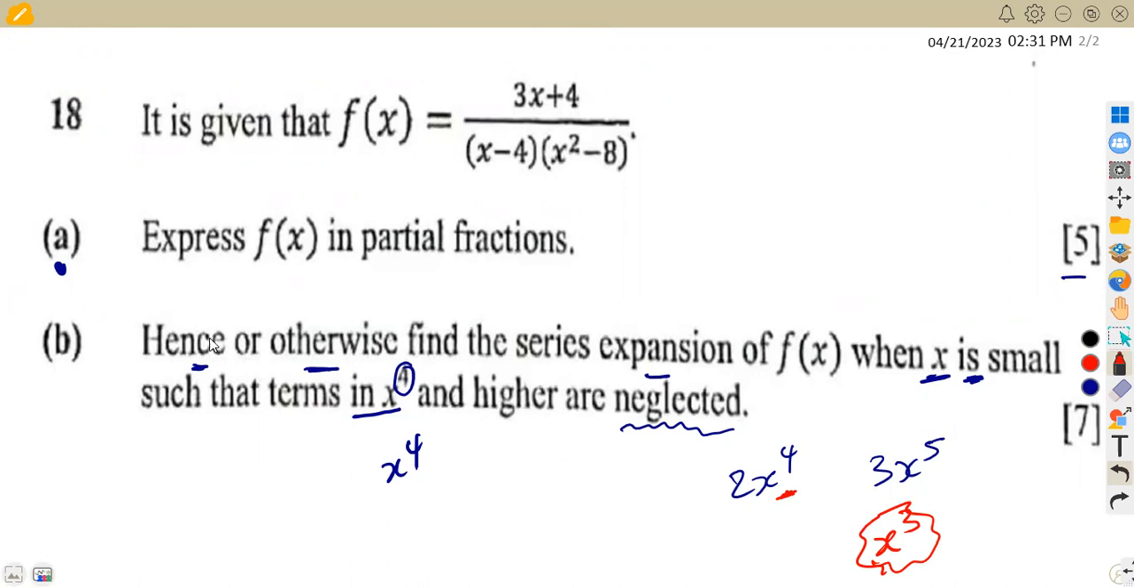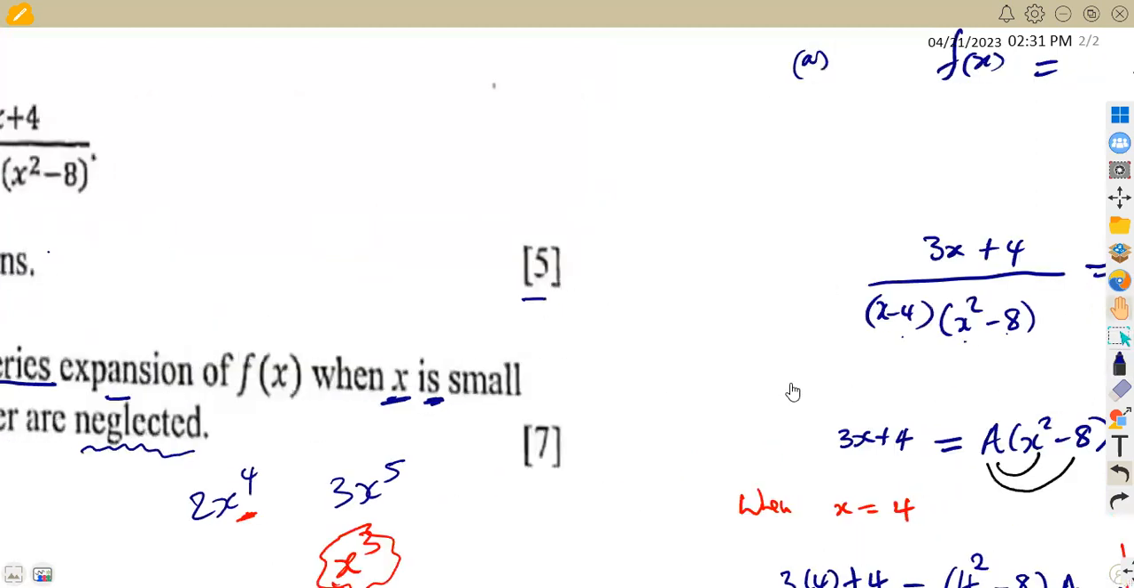But there are two ways: hence or otherwise. In this case, I'm going to focus on the hence. Hence meaning continue from the last part. So from what we calculated in A, where we expressed into partial fractions, we are going to refer from there. How are we going to have a series which does not contain terms of x to the exponent of 4 or higher? All right, so that's 7 marks for that.